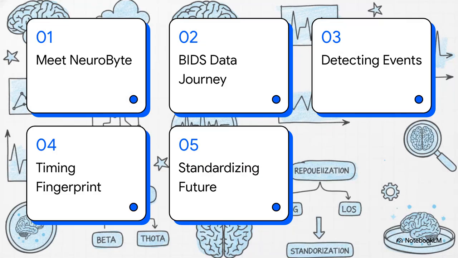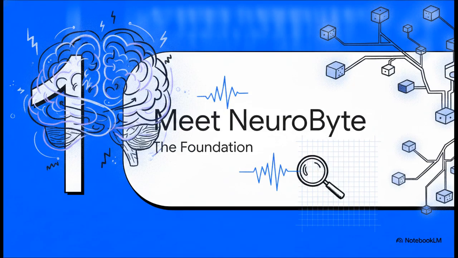Okay, let's dive into this. We are breaking this complex code into 5 easily digestible pieces. Number 1, we'll meet the NeuroByte algorithm. 2, we'll trace the BIDS data journey. 3, detecting neural events. 4, generating the timing fingerprint. And finally, number 5, standardizing the future. All right, kicking things off with part 1.